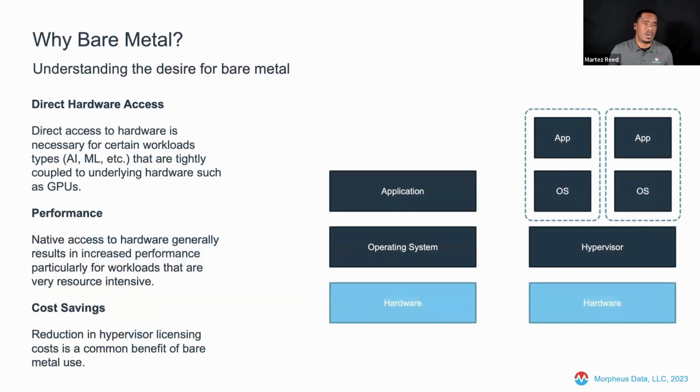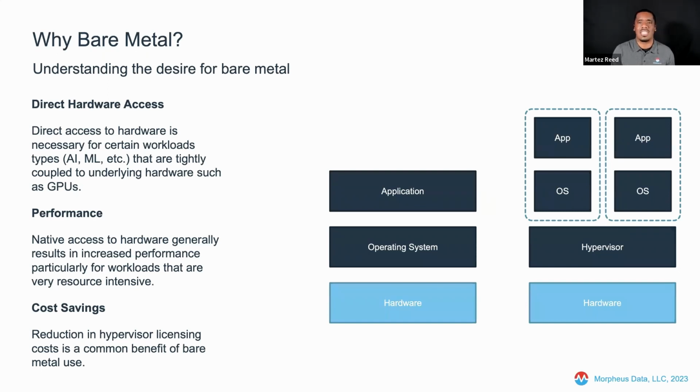But to start, we'll walk through why bare metal. Certainly, there's a number of reasons and use cases that various organizations have for leveraging bare metal as a capability within their organization. I'll point out a couple of common ones that often come up: direct access to the underlying hardware. Certainly, this is becoming more common when we talk about certain workload types, specifically AI and ML, to be able to access things like the underlying GPUs.